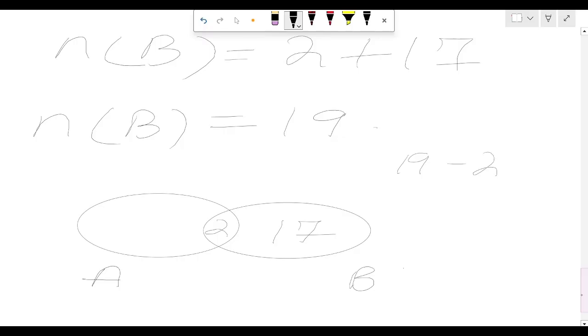If the value of A was given, then we would subtract it from 2 and add the value of A here. And then we would create a rectangle, and we would call this the universal set. And we would make the sign of the universal set right here.